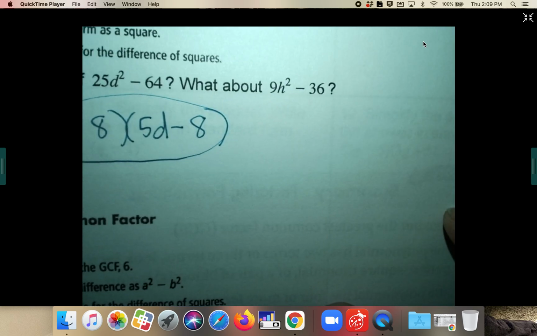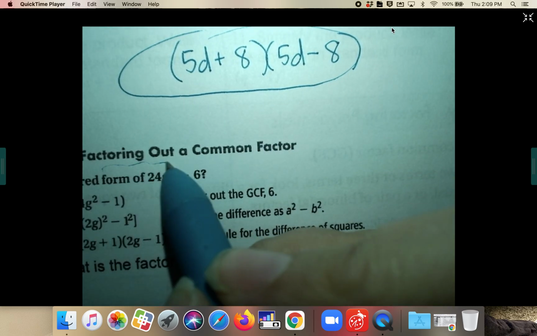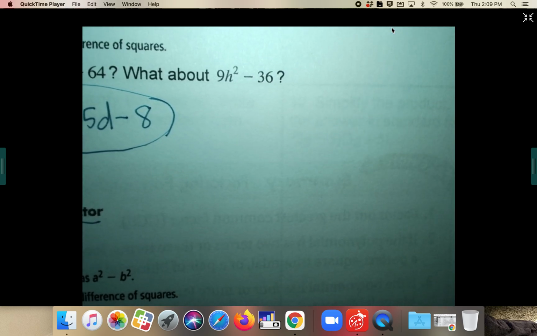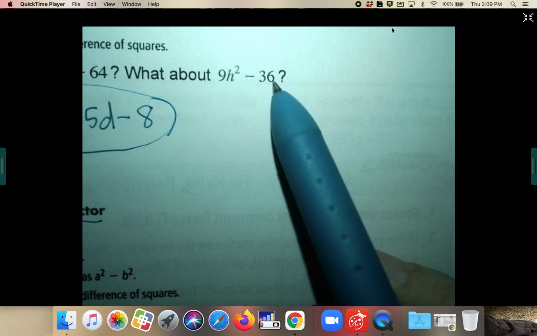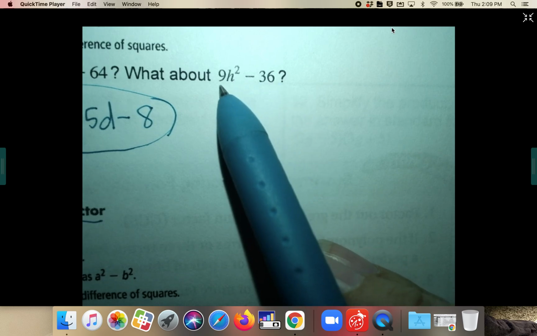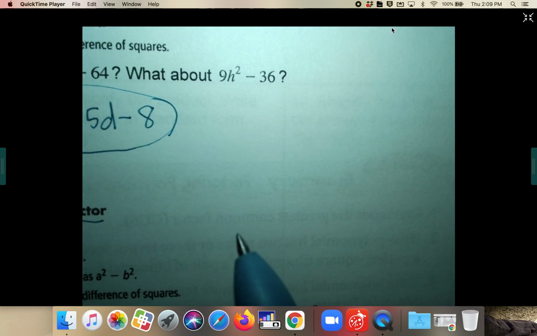Okay, I wanted to do the second one with you because actually, I don't know why it's up here with this part. It should be down here with factoring out a common factor. Because when I look at 9h squared and negative 36, this is the last part of this new lesson, but I really need you to grasp this. If you can look at 9 and 36 and know that they're both perfect squares, that's great. But I should have taught you from the beginning that anytime you can factor out a greatest common factor from these perfect squares, you should do that first.